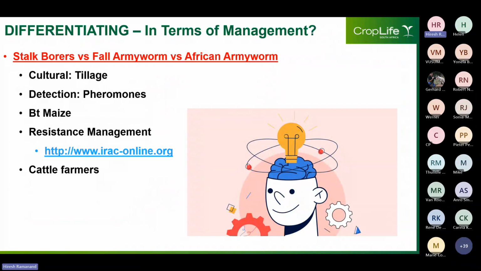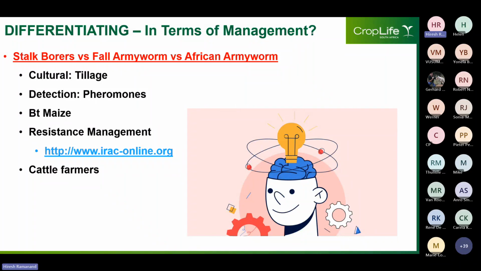In terms of key differences between stalk borers, fall armyworm, and the African armyworm when it comes to management, firstly, tillage in the form of plowing is a good cultural option against the two most important stalk borer species in the country, Busseola and Chilo. This will not be suitable for the two armyworm species covered today, as these pests will migrate in search of their preferred hosts and favorable environmental conditions for continued egg laying and larval development.